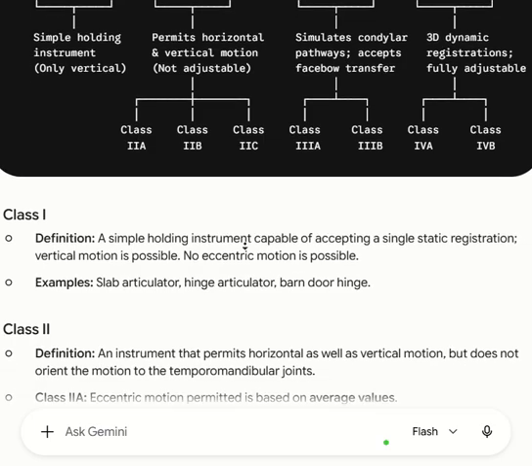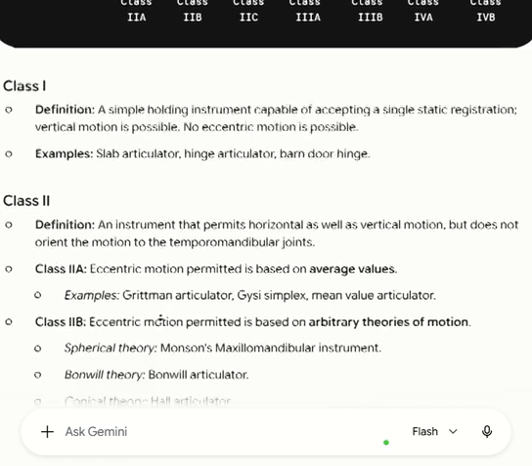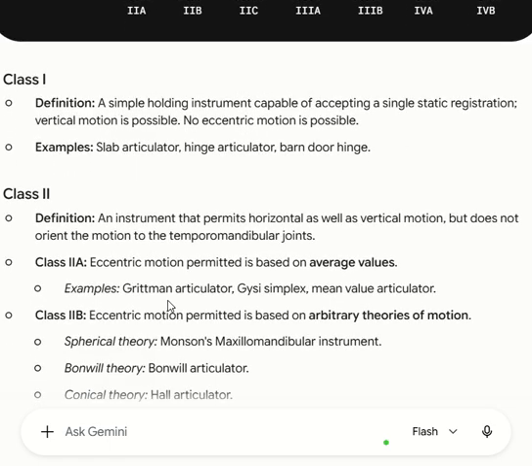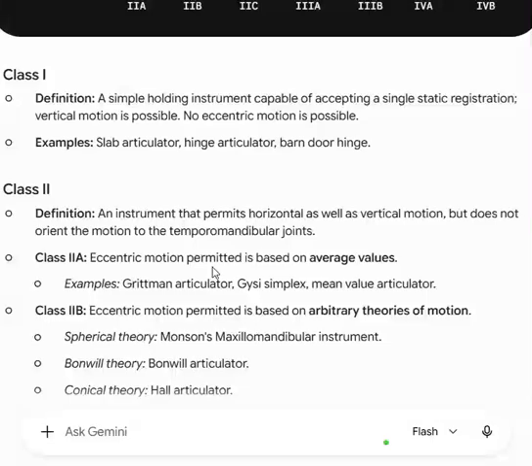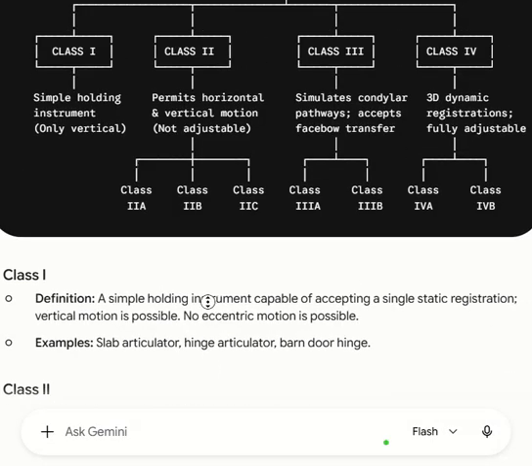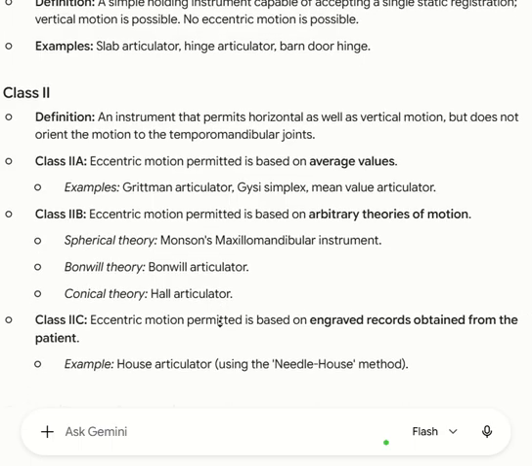Class 2. Definition: an instrument that permits horizontal as well as vertical motion, but does not orient the motion to the temporomandibular joints. Class 2A: eccentric motion permitted is based on average values. Examples: Gritman articulator, Gysi simplex, mean value articulator. Class 2B: eccentric motion permitted is based on arbitrary theories of motion. Spherical theory, Monson's maxillomandibular instrument. Bonwill theory, Bonwill articulator. Conical theory, Hall articulator.